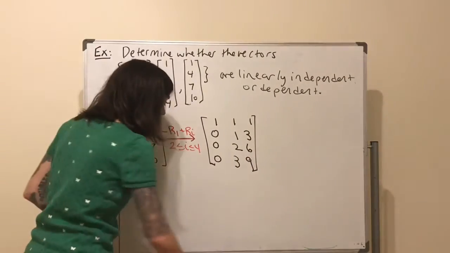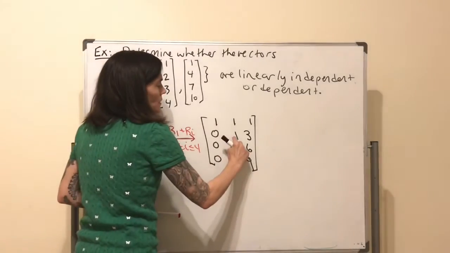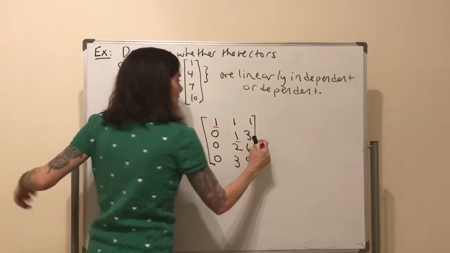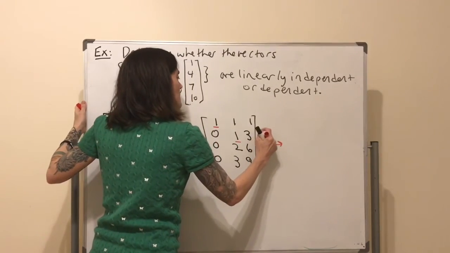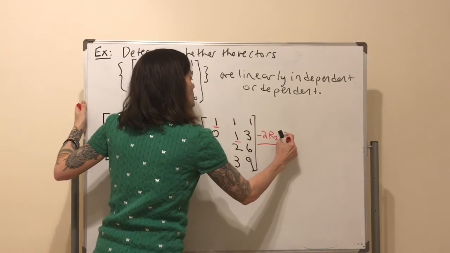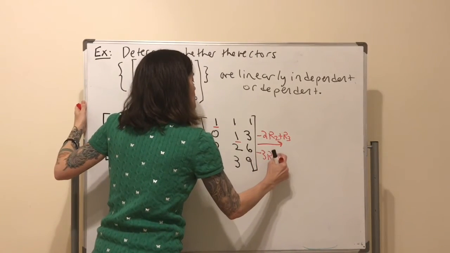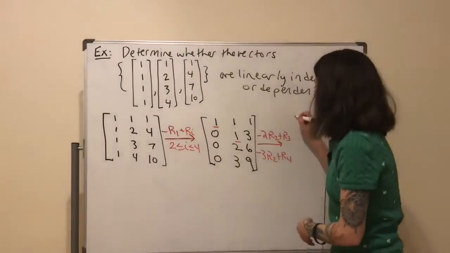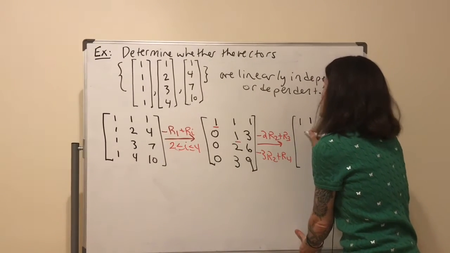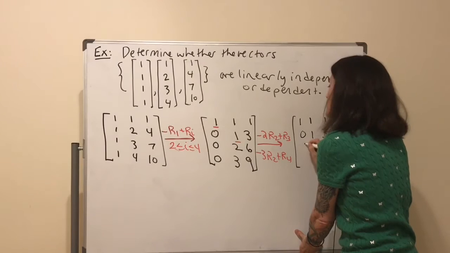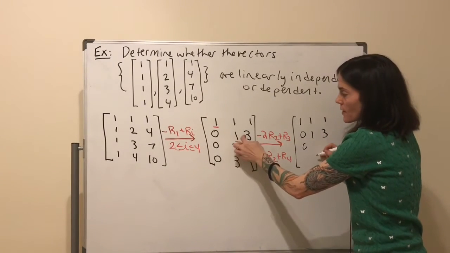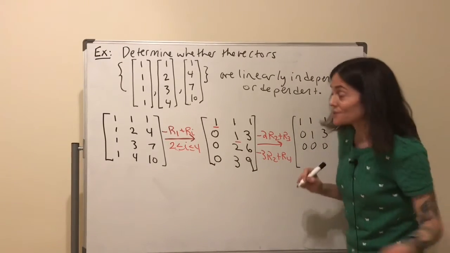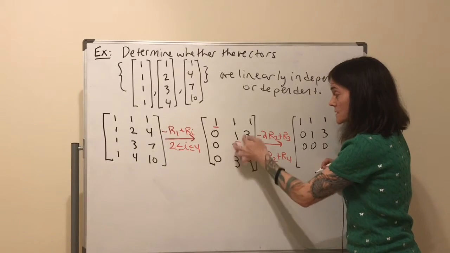Okay, the next step would be, I have leading 1. I want to get zeros underneath, and I can do that in one step. I take minus 2 row 2, add it to row 3. I take minus 3 row 2, add it to row 4. Okay, then what do we have? Row 1, I have not changed. Row 2, I have not changed. Row 3, look, this is now 0, 0. And then row 4, you take minus 3 row 2, add it to row 4, we get 0 and 0.